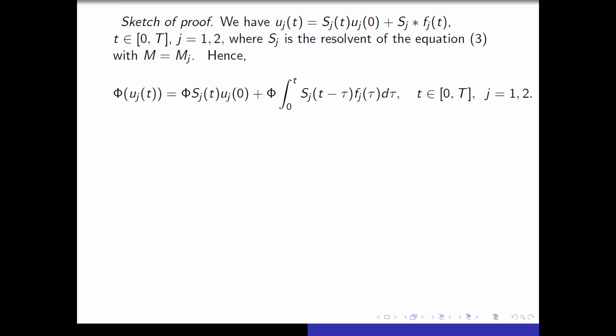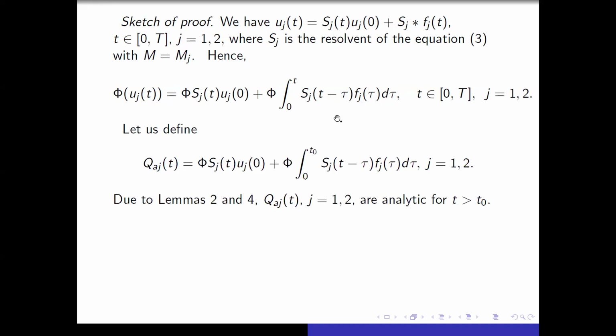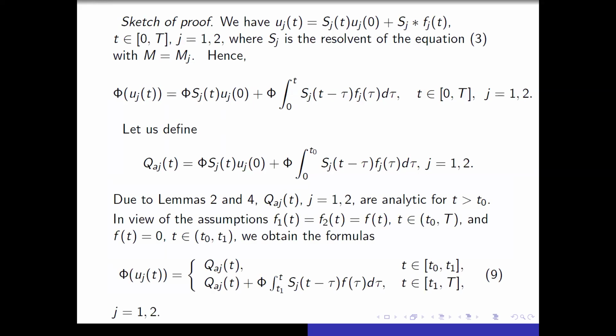So if we use the equation for the solution of the direct problem and apply the functional phi, then we get this relation. And then I define the following function, where again this integral is only up to t0, and if we take t greater than t0, then this function becomes analytic according to the previous lemmas. And now we use the assumptions for f again, and then we get the following formulas here.